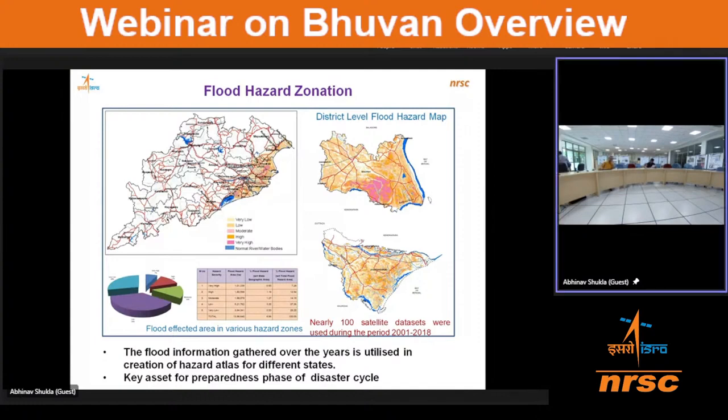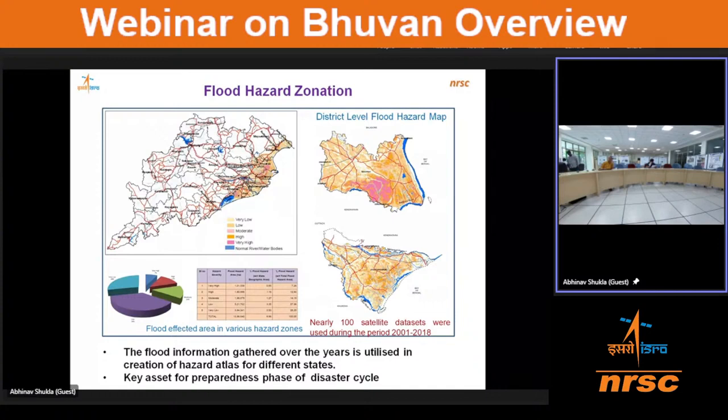This, for example, is a district level flood hazard atlas for Odisha. You would see that almost 100 satellite data sets were processed and integrated together to see the kind of impact it has, and which areas come under a very high category, then moderate or low category. This basically helps you in various ways.